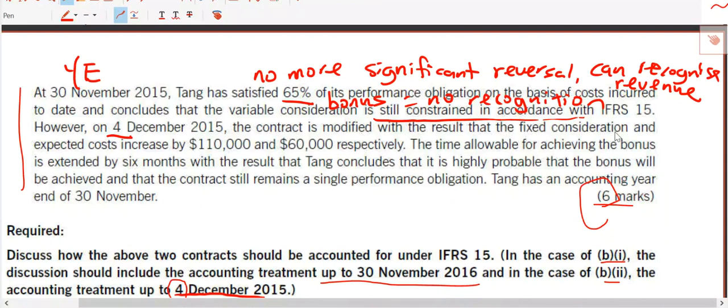With the result that fixed consideration and the expected cost increased by 110, for the total revenue increase, cost increase. The time allowable for achieving the bonus is also extended by another 6 months, and now we conclude that it's highly probable the bonus will be achieved and the contract remains still as one single performance obligation. The modification didn't introduce any new asset. So there's no reason for us to believe that there's another asset construction going on. So the modification is regarded as one single performance obligation, year end of 30th November.